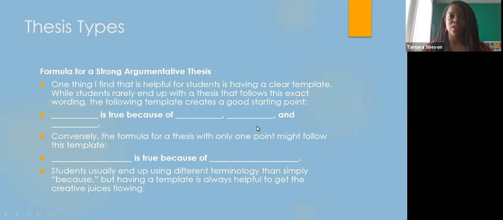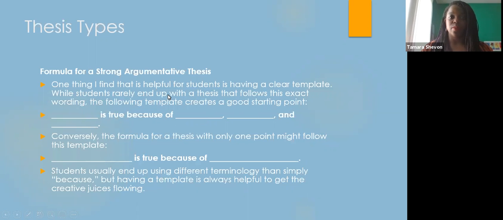Conversely, the formula for a thesis with 1 point might follow this. Blank is true because of blank. That's not the type of essay that we're going to be working with, but it's good to know that there's that other side. Students usually end up using different terminology than simply because, but having a template is always helpful to get the creative juices flowing. Okay, so it's basically, you want to have what your argument is. This is true because of these 3 points, okay?